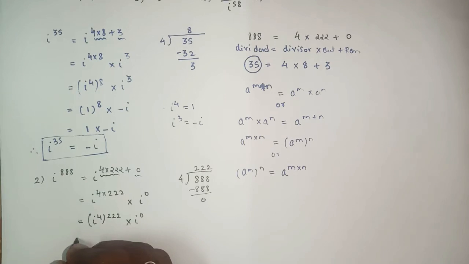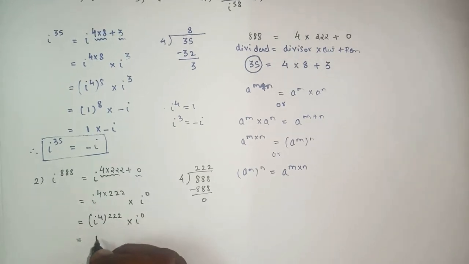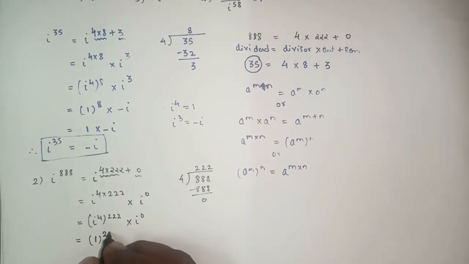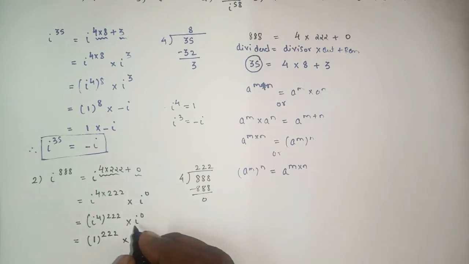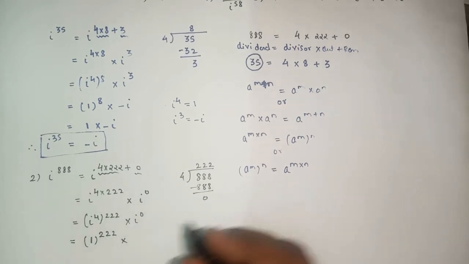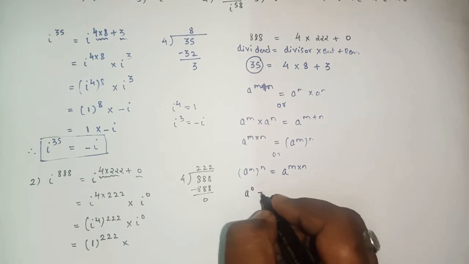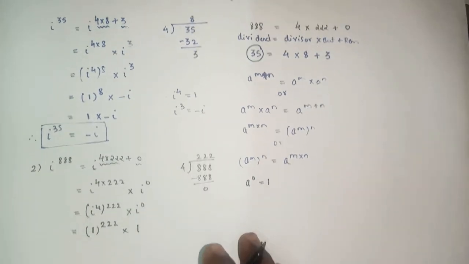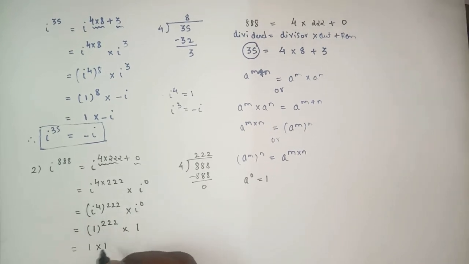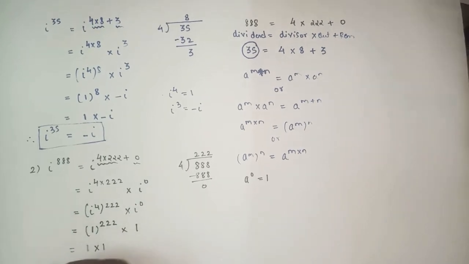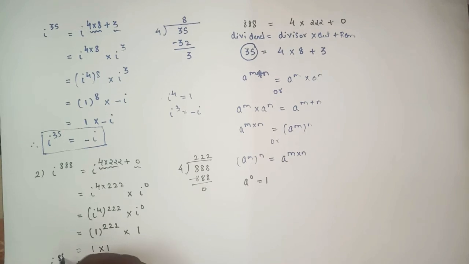Okay, as we know that i raised to 4 is what? 1. So 1 raised to any power, it will be what? 1. And i raised to 0, i raised to 0 is what? 1, because we know that any number raised to 0 is 1. So 1 raised to any power will be 1. So 1 into 1 will be what? 1. So here we got the answer for i raised to 888.